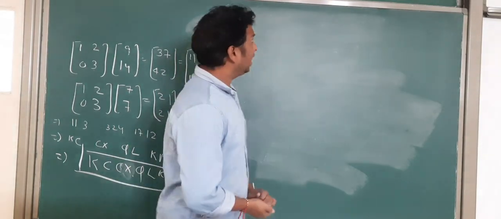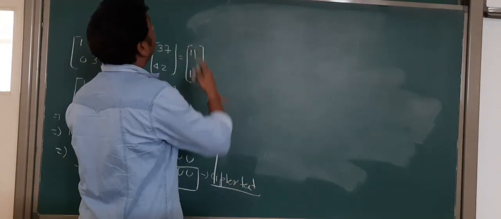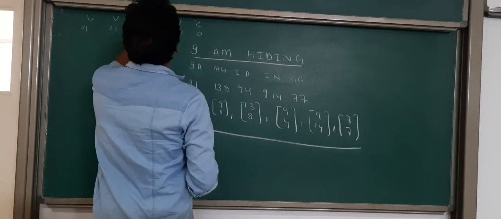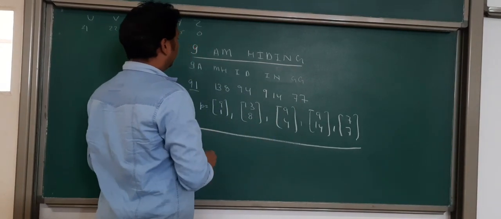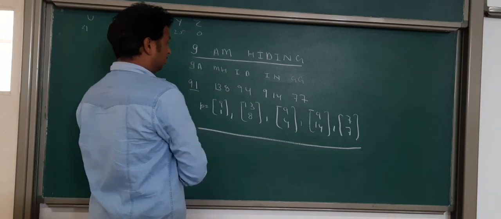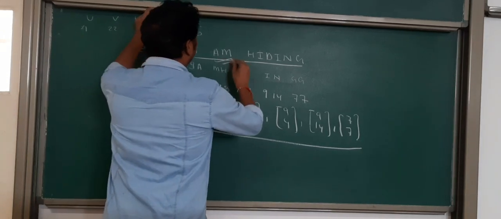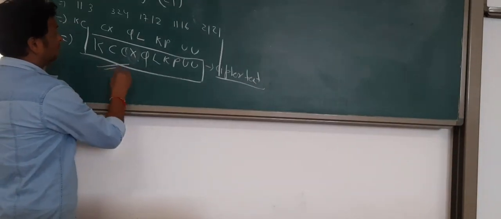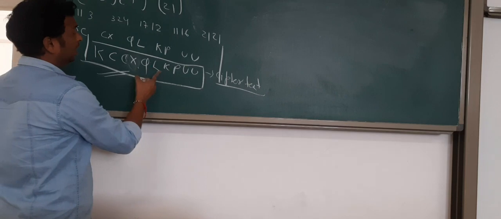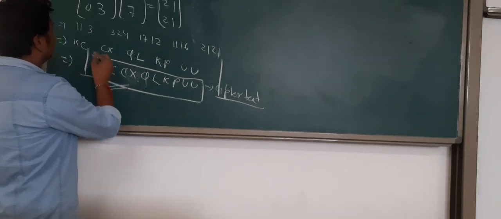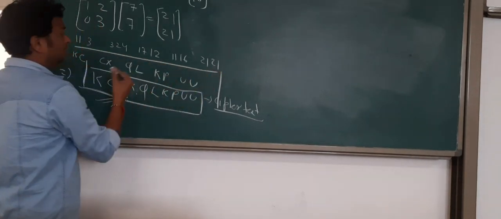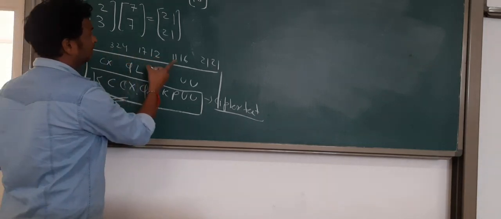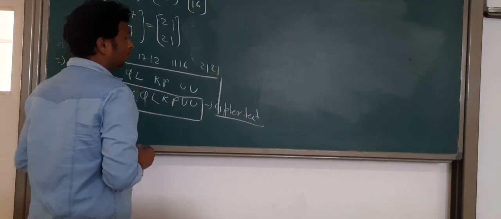So in the last lecture, I converted the message I am hiding using the matrix 1 2 0 3. The procedure I already explained in the previous lecture. Once I converted, this is your plain text message and the cipher text message we got: KC, CX, QL, KP, UU. The numbers we got in pairs, as vectors, are 11 2, 3 23, 11 16, 21 21.